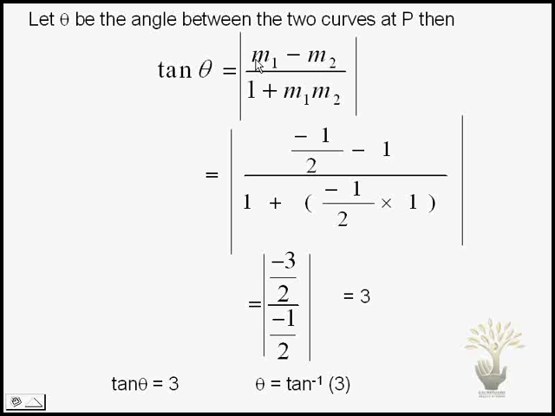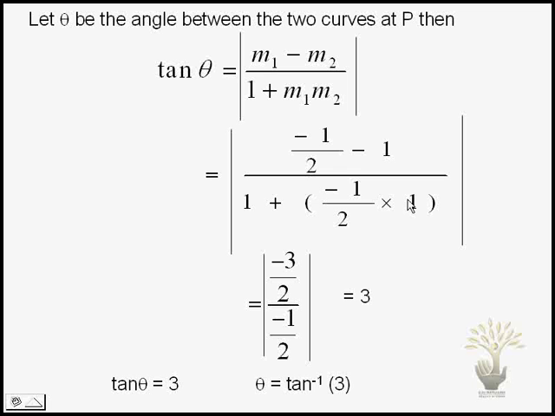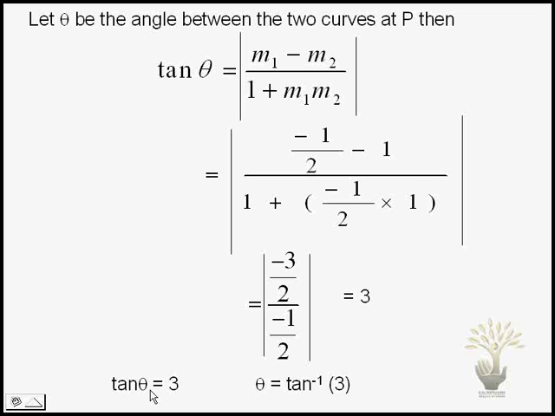Let theta be the angle between the curves. Then our formula is tan theta is equal to modulus of m1 minus m2 by 1 plus m1 m2. m1 is minus half and m2 is 1. Substituting these values, minus half minus 1 by 1 plus minus half into 1. Simplifying, 2 is the LCM, so minus 1 minus 2 ones are 2, minus 3 by 2. In the denominator, 1 plus half into minus half, that is 1 minus half, which is half. So taking the modulus, we get 3. So tan theta is equal to 3. That is, theta is equal to tan inverse of 3.